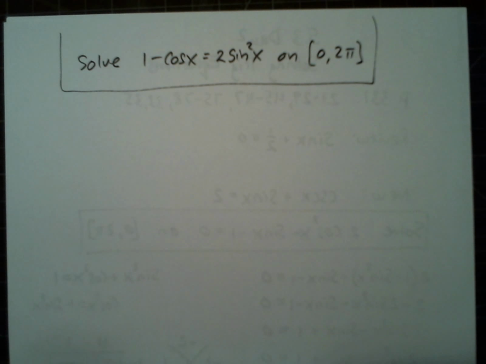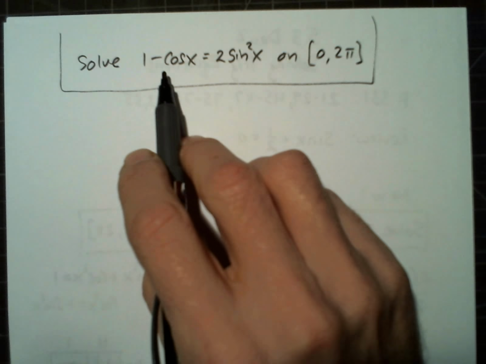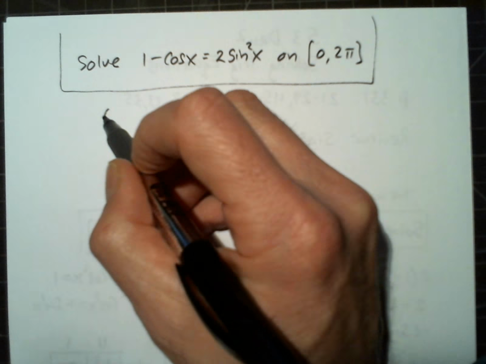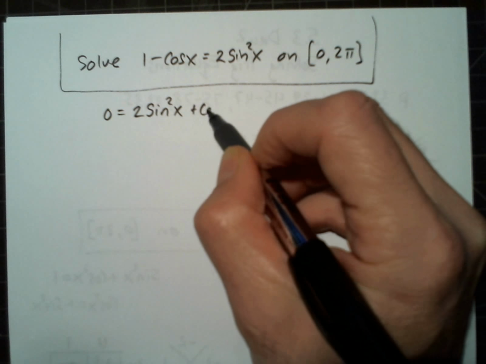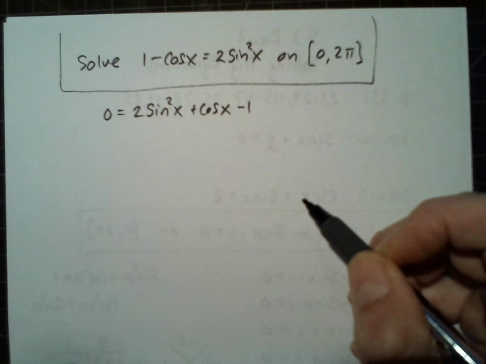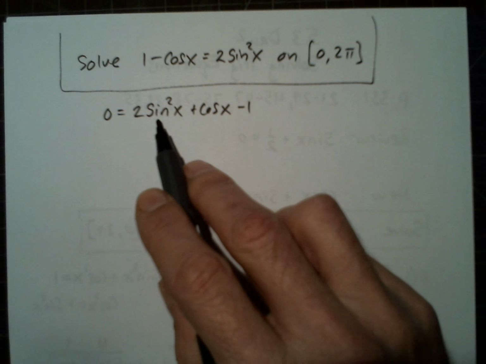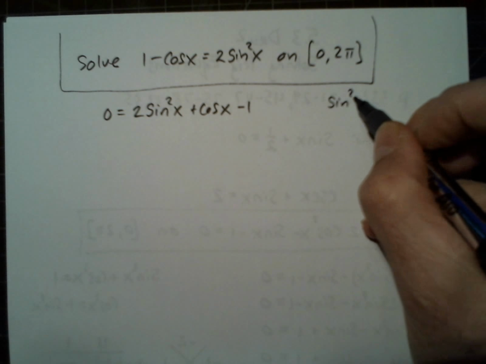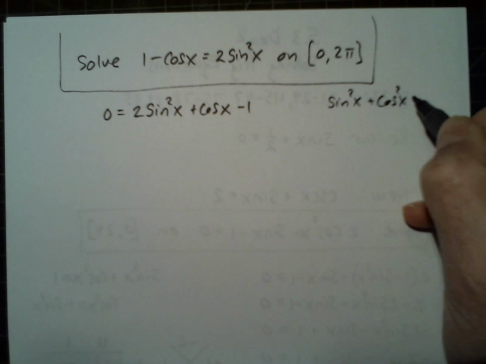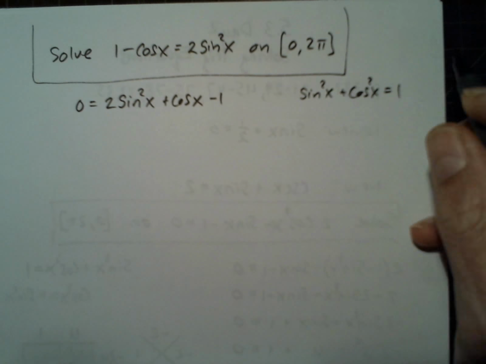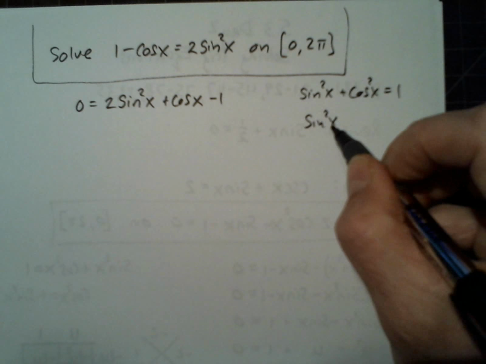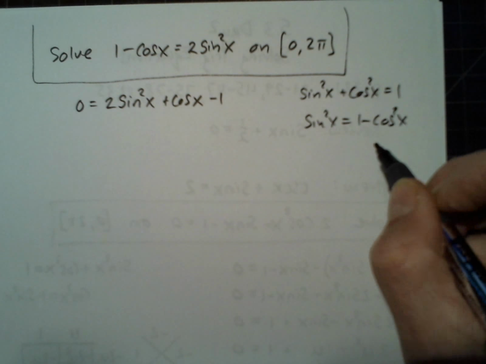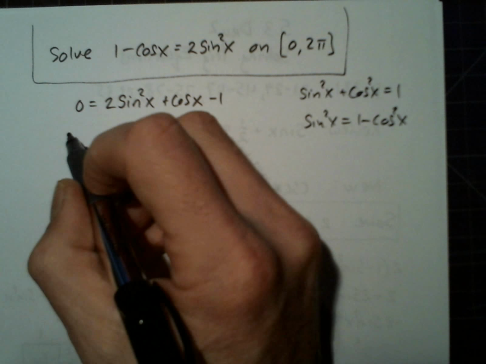Okay, similar problem, so pause the video and try that one. I'm going to move everything to the right. And let's replace sine squared with 1 minus cosine squared, because we know with the Pythagorean identity we want to replace sine squared. So let's solve for sine squared. 1 minus cosine squared. That will be 1 minus cosine squared.